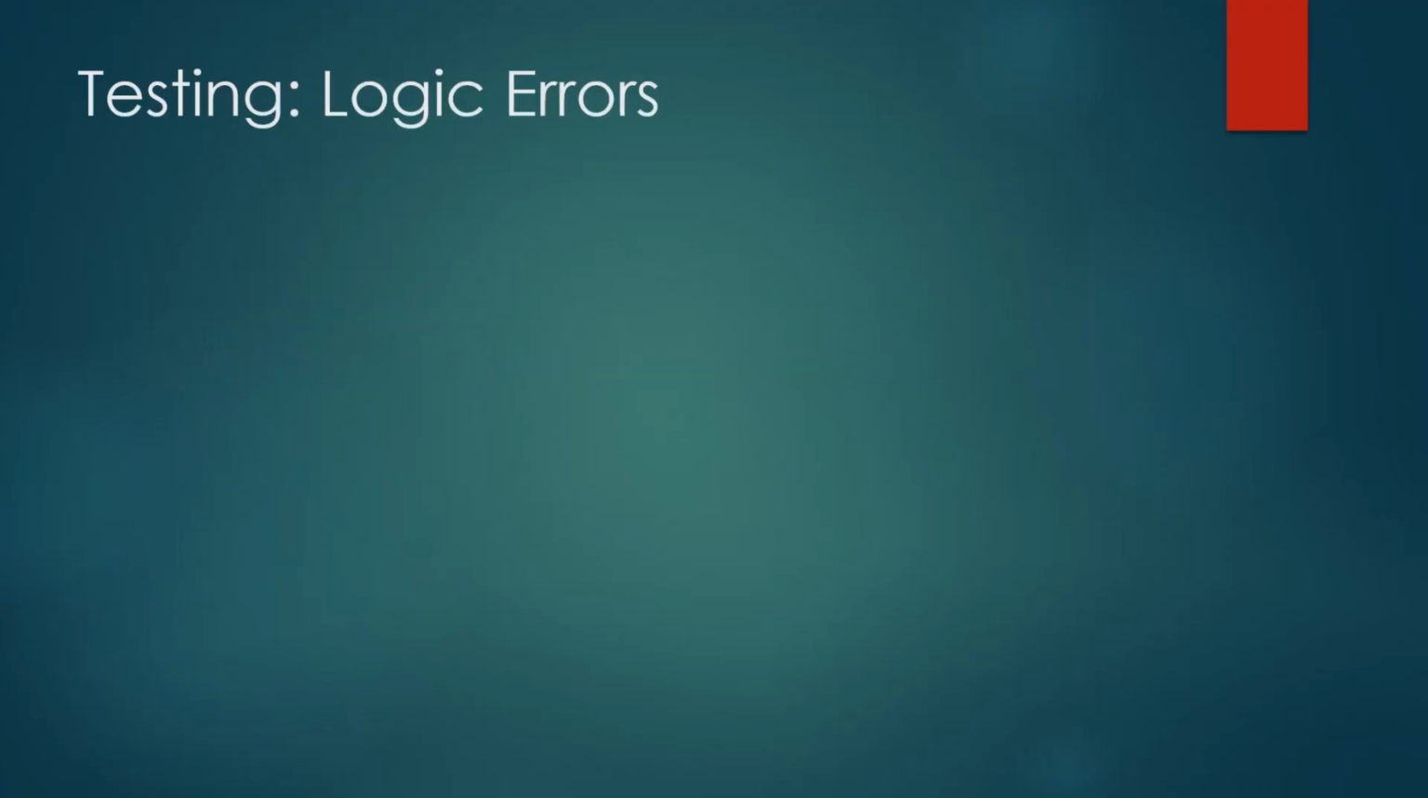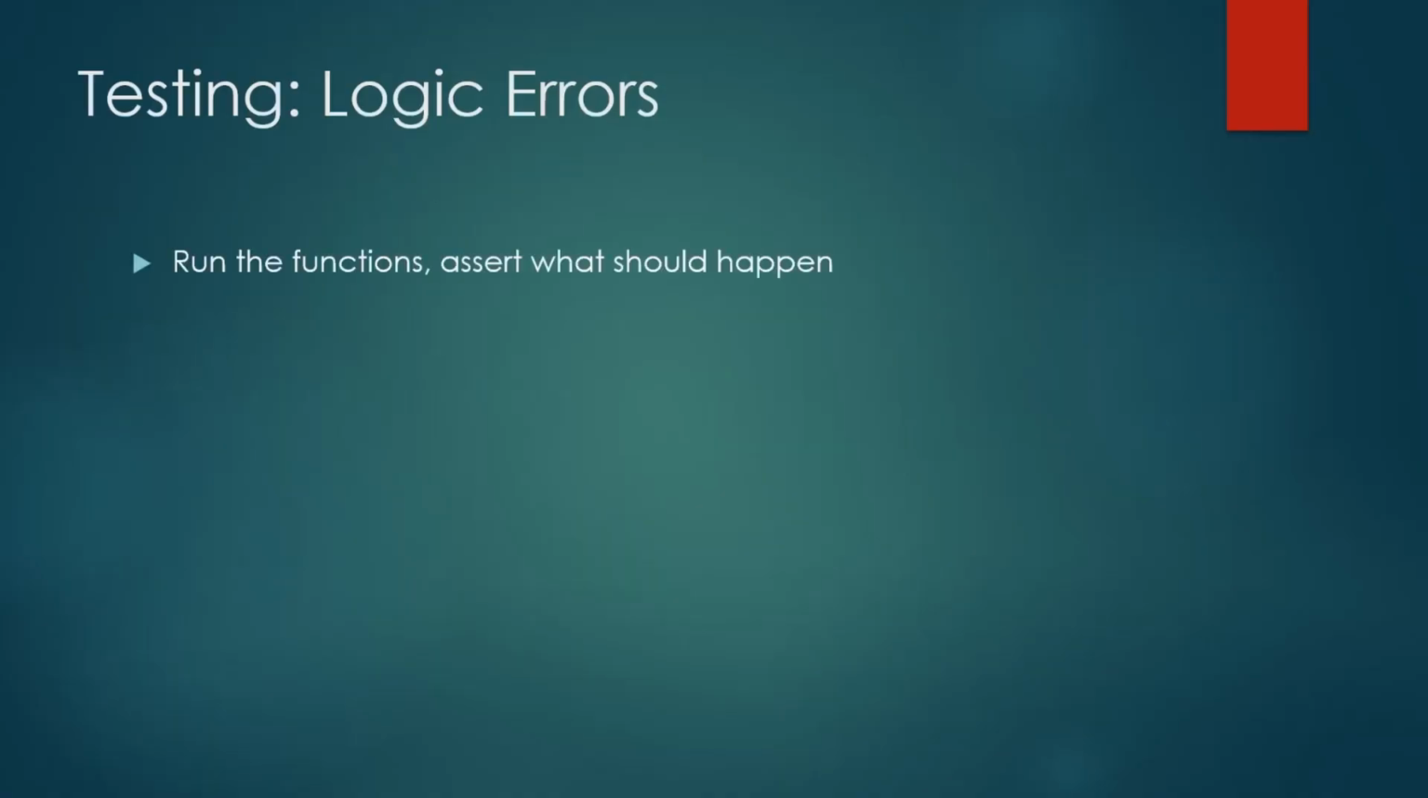Logical errors, the next step. Okay, our code is syntactically valid. We want to know that it actually does the right thing. Again, we want to figure that out before our users find out that it doesn't. So we're going to make sure we run those functions and make lots of good assertions.